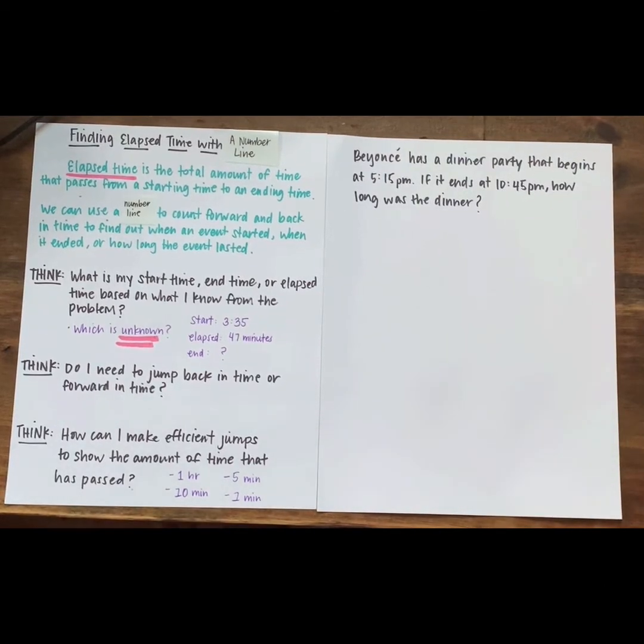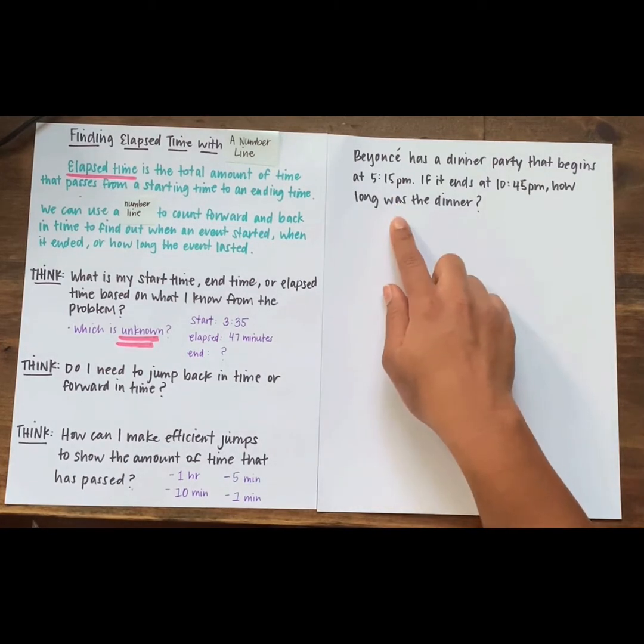Yesterday, we started figuring out the start and end time in elapsed time problems. Today, we're going to continue our work with elapsed time by also thinking about how we can find out how much time has passed or how long an event has lasted. Today, we're also focusing on how we can make efficient jumps that make sense to us, especially when our elapsed time is long. Let's take a look at the problem of the day.